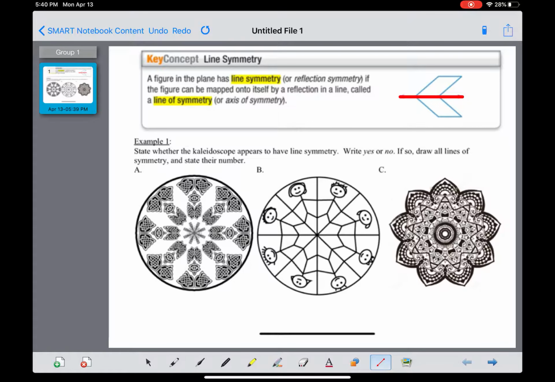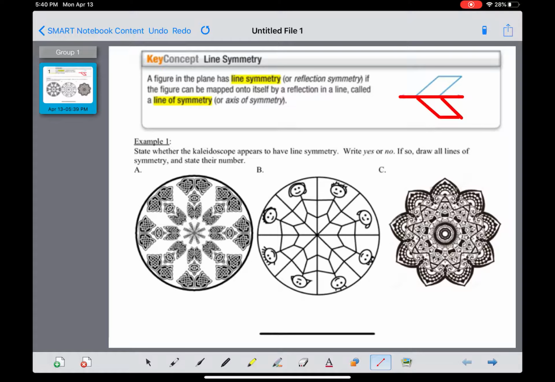So if you look at this figure in the top right corner, if I were to fold this figure in half, the top half would match perfectly up with the bottom half. So if that's the case, the image is considered to have line symmetry. Some figures have multiple lines of symmetry. So for our example here, it says state whether the kaleidoscope appears to have line symmetry. Write yes or no. If so, draw all lines of symmetry and state their number.